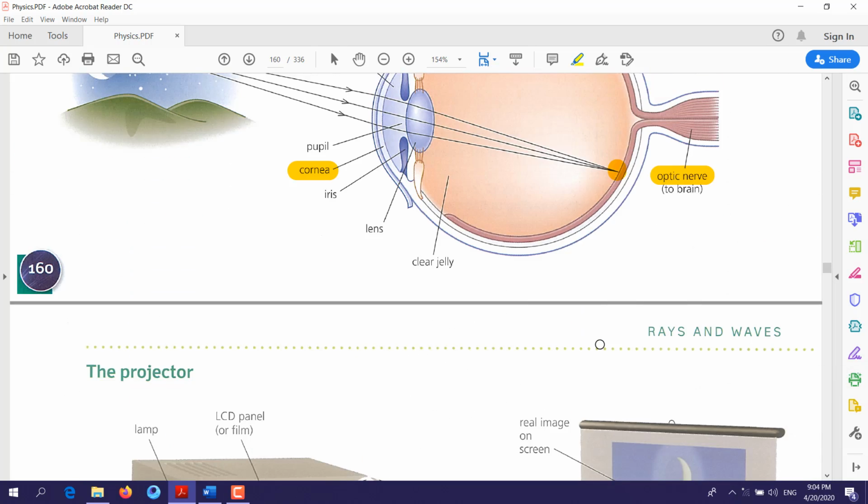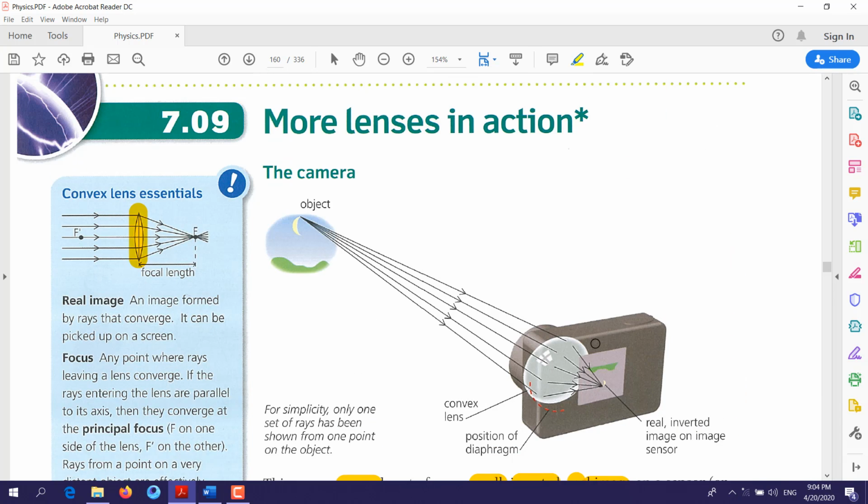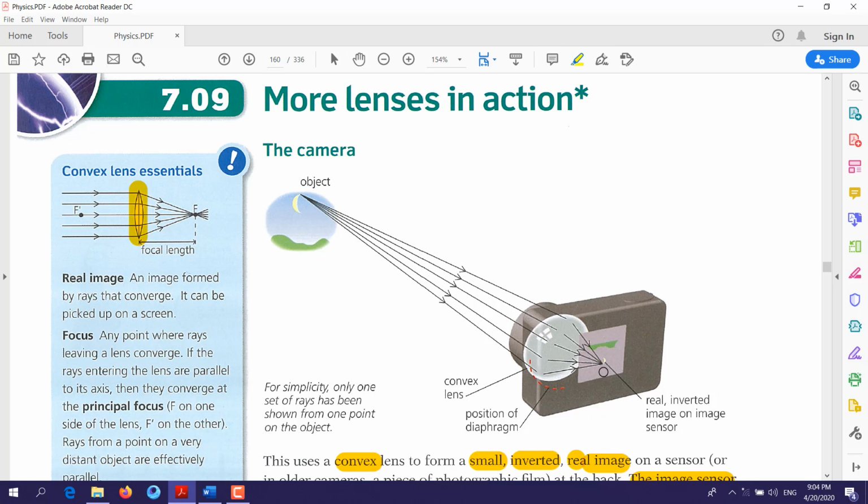Let's go back to the page. Here, this camera. Now, as you can see here, because the object is far from the lens, the sensor and the lens are close to each other. But if this object changes its place, for example, let's say we have an object here.